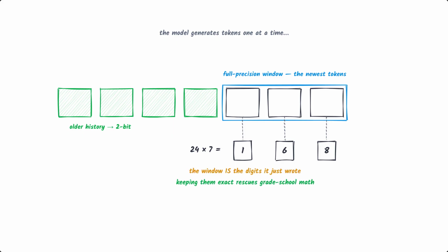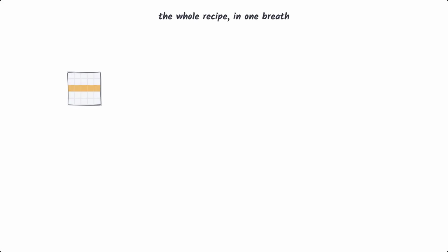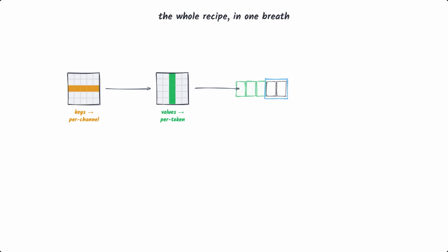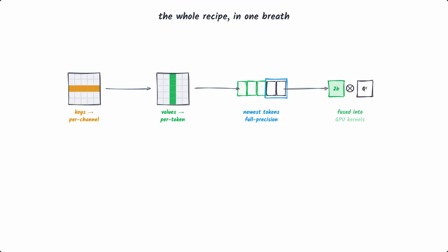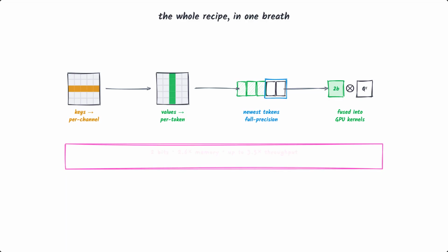So that's KIVI. Keys per channel to contain the outliers, values per token to seal each token's error, a small full-precision window for the newest tokens, all fused into efficient GPU kernels. 2 bits per number, 2.6 times less memory, up to 3.5 times the throughput, the same quality, and no retraining.